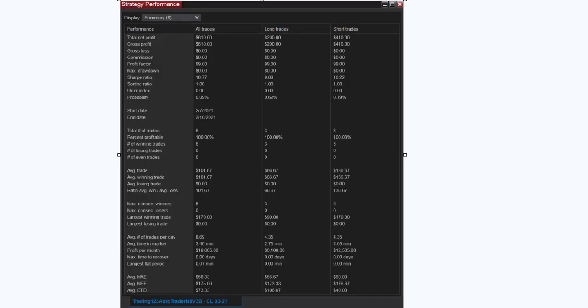First here, let's look at the strategy performance for the trade. So here's the strategy performance in NinjaTrader. You just right click on the chart, say strategy performance. It brings up this menu here. As you see, our total net profit was 610, and then it breaks it down.